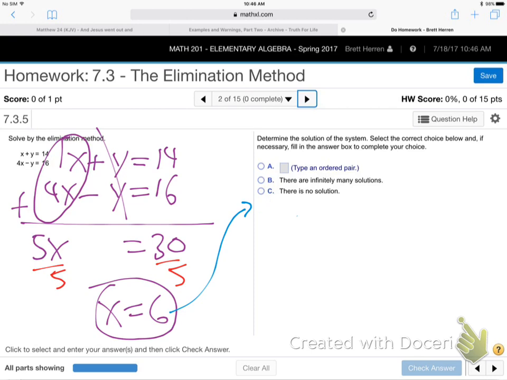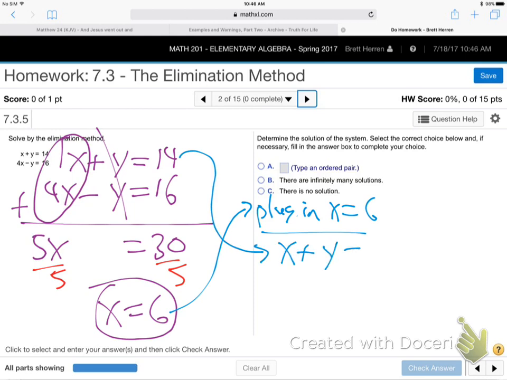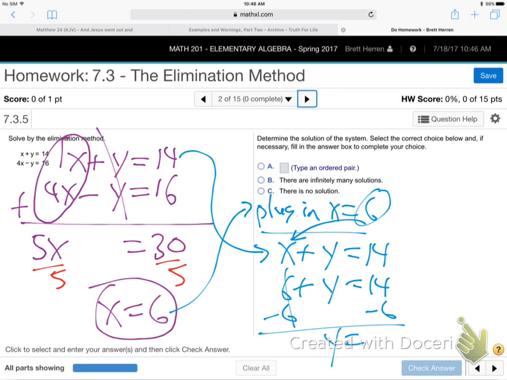Now we're plugging in. So you get that answer for x, and then take that and plug it in. So take the first equation. You could do the second. Doesn't really matter. Take that 6 and put it right in there. 6 plus y is 14. Last step, subtract 6. Y is 8. So we got our answer.